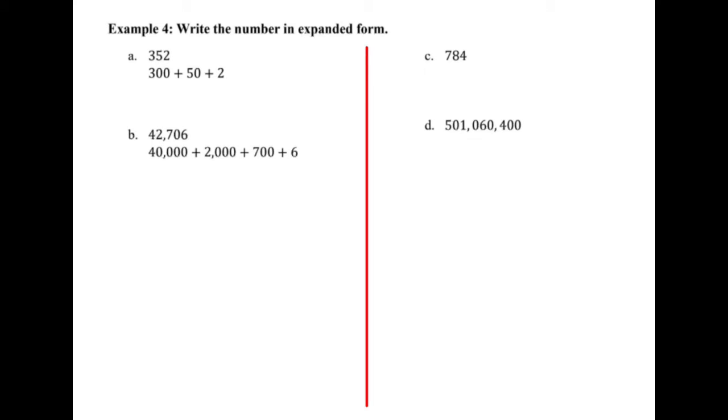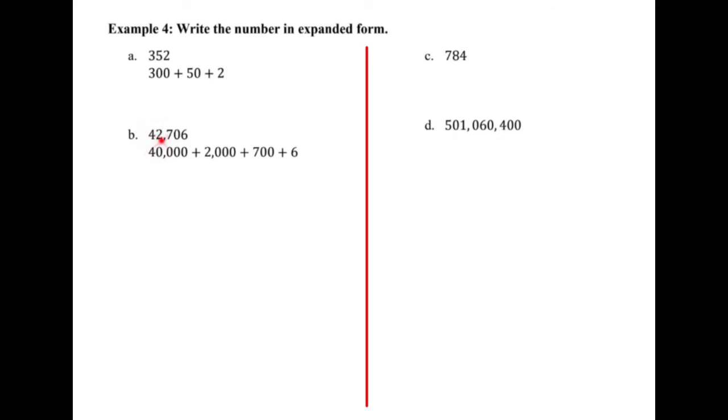Okay, this one, they want you to write it out in expanded form. Okay, so let's take a look at theirs first. So 3 is in the hundreds, so that's 3 times 100, 300. 5 is in the tens, so 5 times 10 is 50. And then 2 is the units, so it just comes down.